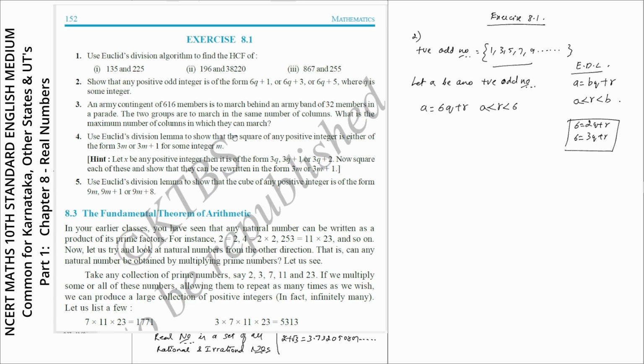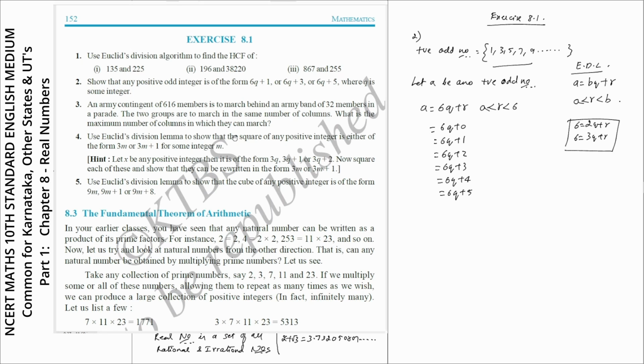Okay. So now a I can also write as 6q plus 0, 6q plus 1. r can vary between 0 and 6. That's why I am writing like this. Yeah, I can write 6q plus 2. Also I can write 6q plus 3. Also I can write 6q plus 4. Also I can write 6q plus 5.